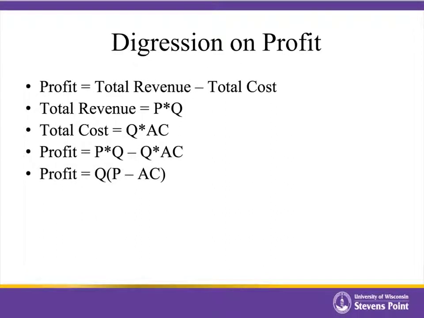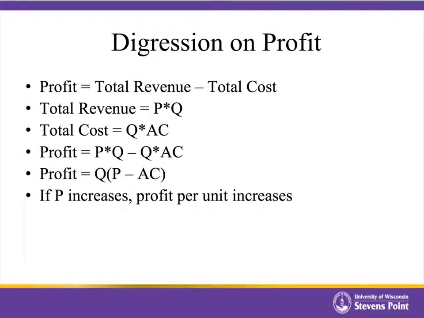Now I can combine this a little bit differently and write profit as being the quantity times the difference between price and average cost. So price minus average cost: the price is how much revenue each firm generates, and average cost is the cost per unit. If this is positive, that means we have a positive profit per unit, and times the number of units gives us the firm's overall profits. But if the price is less than the cost per unit, or less than the average cost, this is going to be negative, and when we multiply that by the quantity, we're going to have negative overall profits.